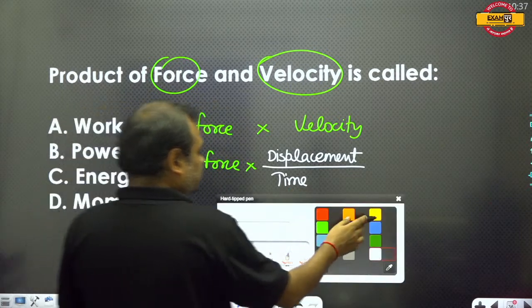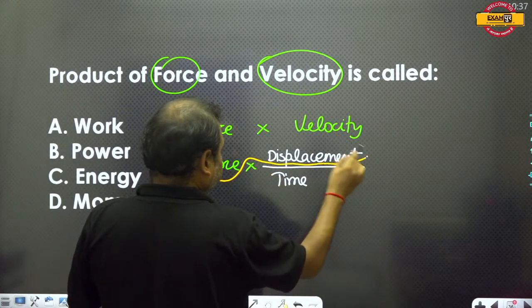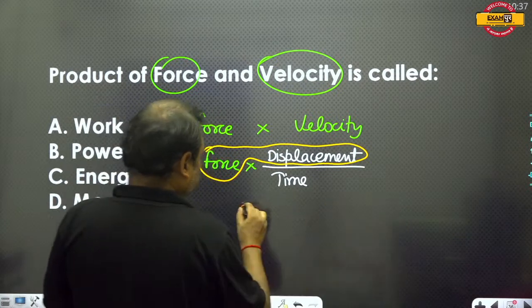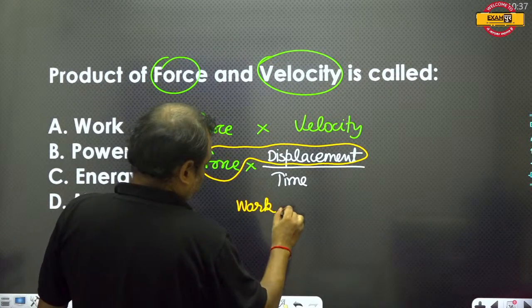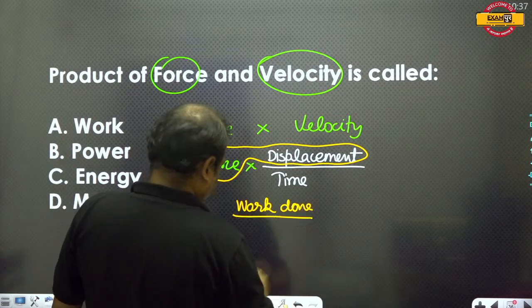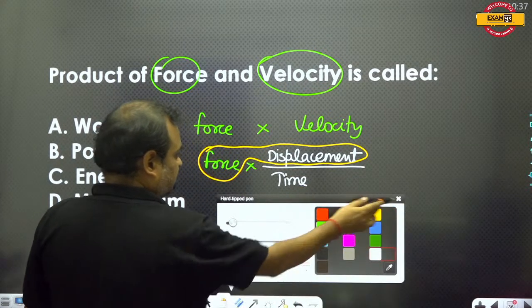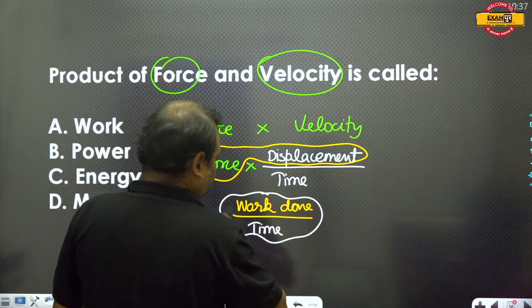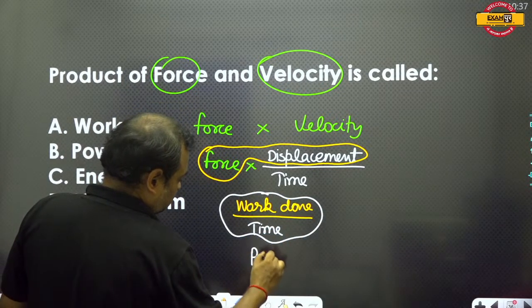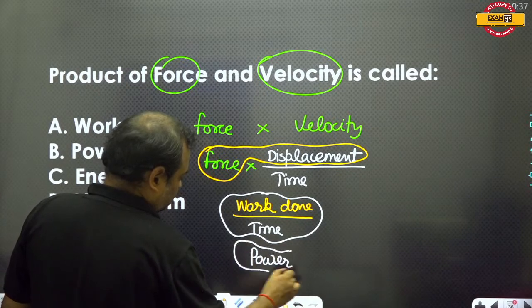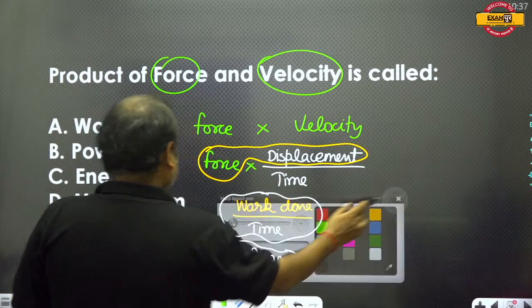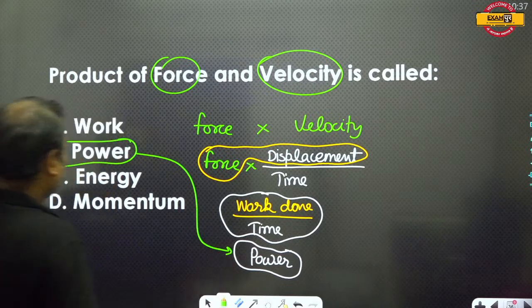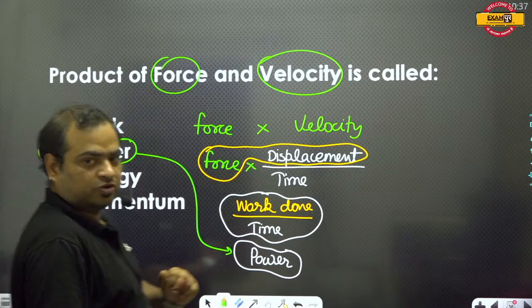So guys, here you can see that force multiplied by displacement is known as work. Work done upon time is known as power. So option B is the correct answer, and this is power.